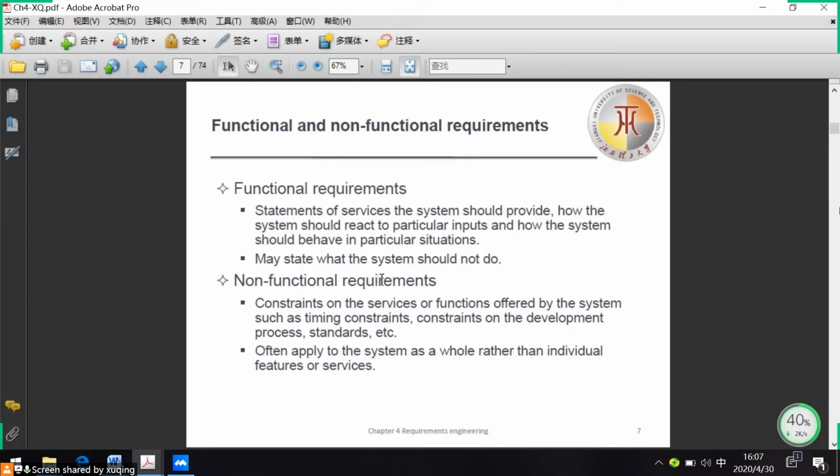And non-functional requirements describe the constraints on the services or functions offered by the system, such as timing constraints, constraints on the development process, standards, etc. These non-functional requirements often apply to the system as a whole rather than individual features or services. You see, that is the difference between these two kinds of requirements.